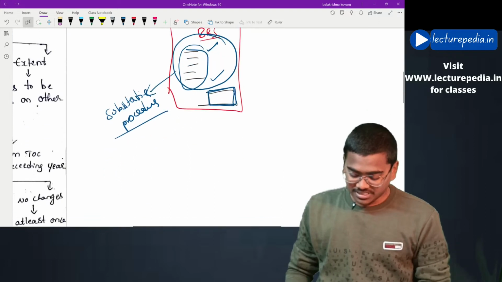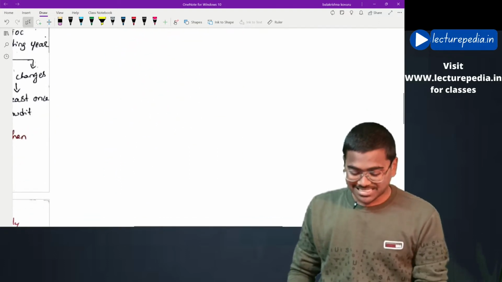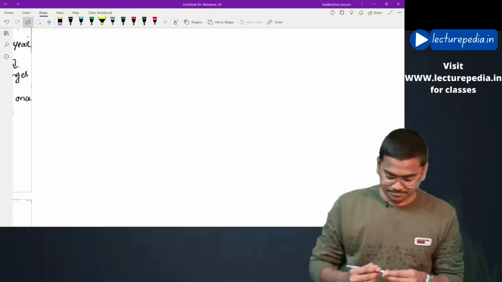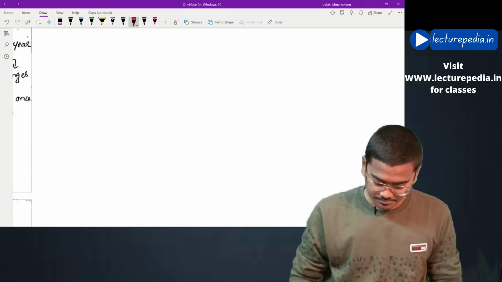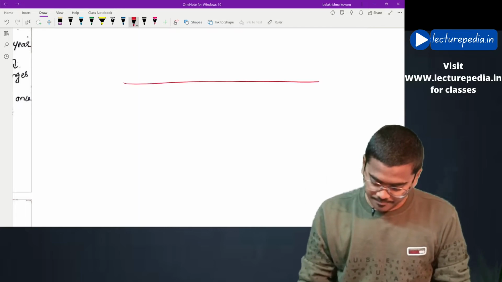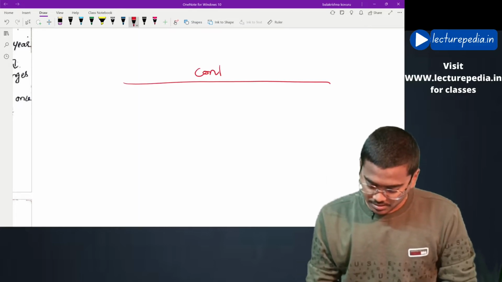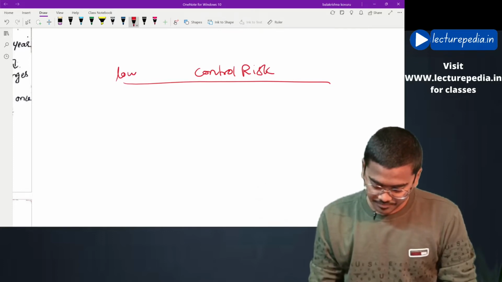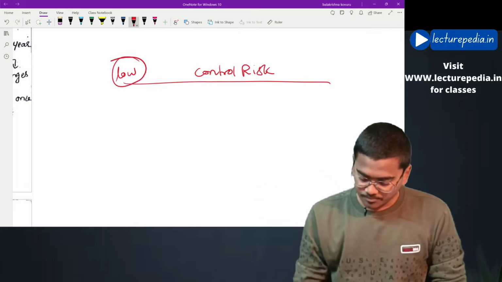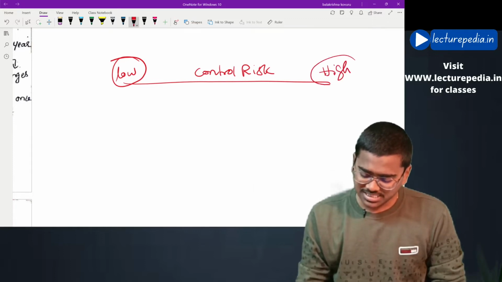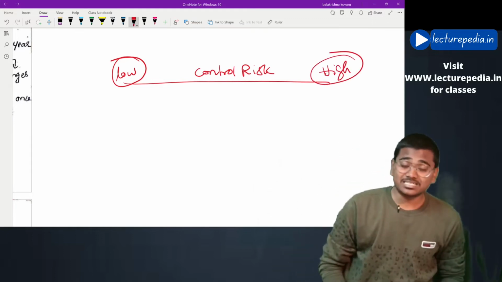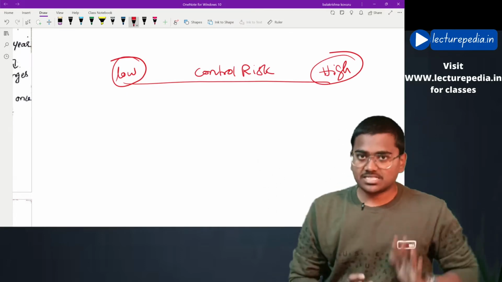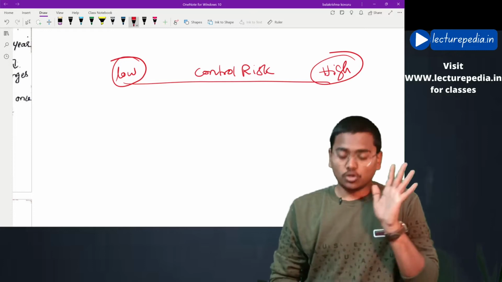Basically, auditor will decide this based on the control risk. See, let's say this is the control risk. This side the risk is low, this side the risk is high. What is control risk? Control risk is a risk that controls might not identify the misstatements. Okay, that would be known as control risk.